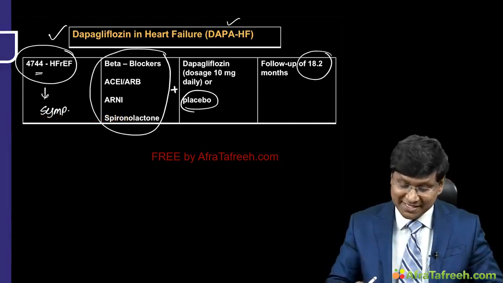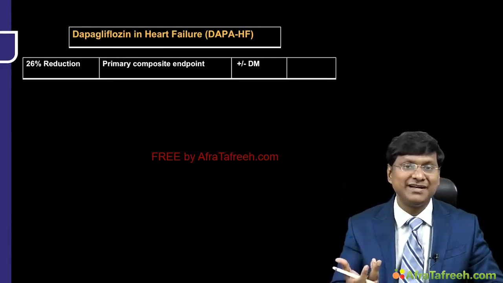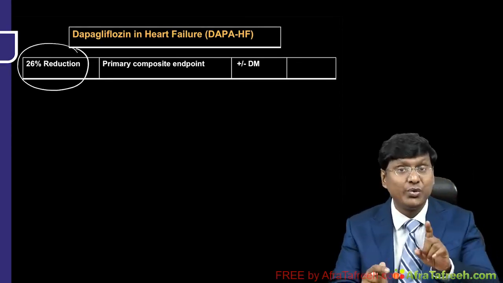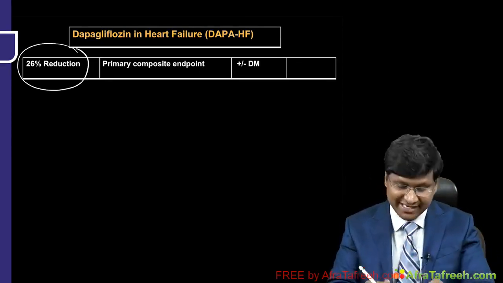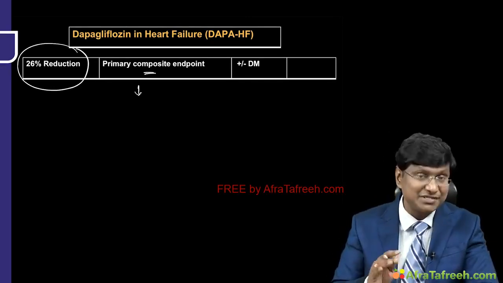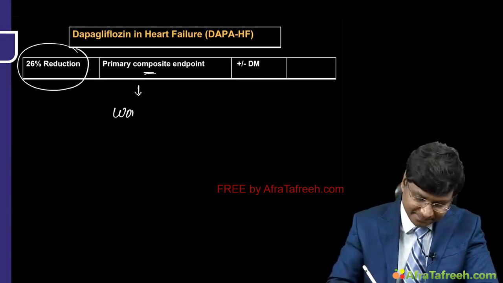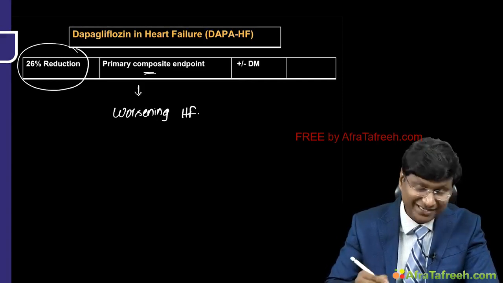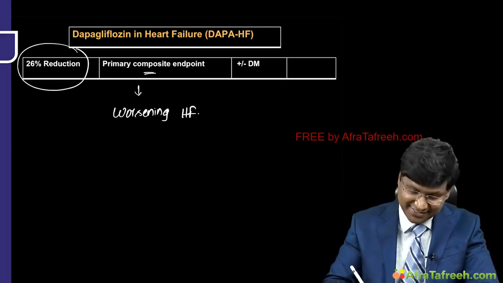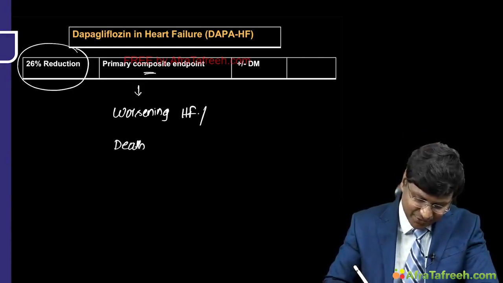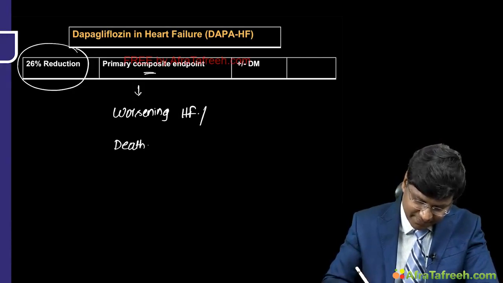Now, what was the result of this particular DAPA-HF study? The result showed almost a 26% reduction in the primary composite endpoint. So, what is that primary composite endpoint? The primary composite endpoint includes number 1, worsening of the heart failure, or number 2, death due to cardiovascular disease.